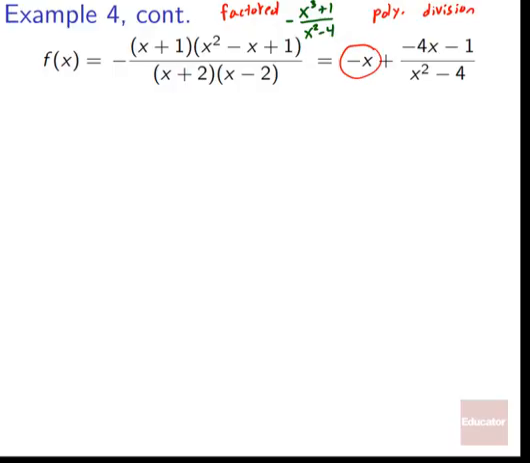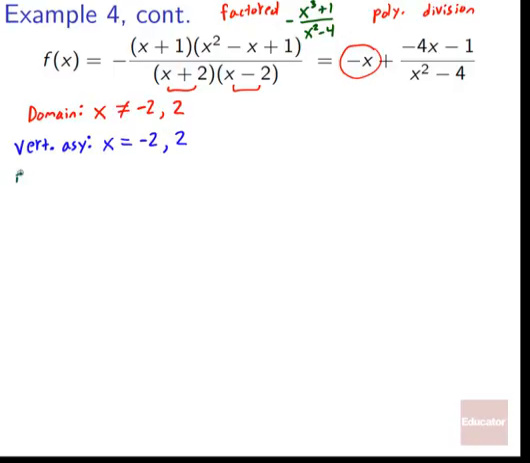Okay, so what's allowed in our domain? Our domain forbids when x plus 2 or x minus 2 becomes 0. So that's going to happen at negative 2 and positive 2. So x is not allowed to be negative 2. It's not allowed to be positive 2. Where are our vertical asymptotes? Notice that there are no common factors between the top and the bottom, right? We've got x plus 1 and x squared minus x plus 1 on the top and x plus 2 and x minus 2 on the bottom. None of these things have anything in common. They're not the same factor exactly, so we can't cancel anything out. So we've got vertical asymptotes where we're forbidden in our domain, negative 2 and positive 2.